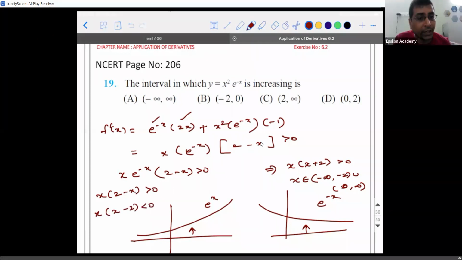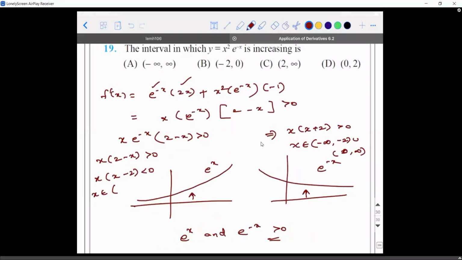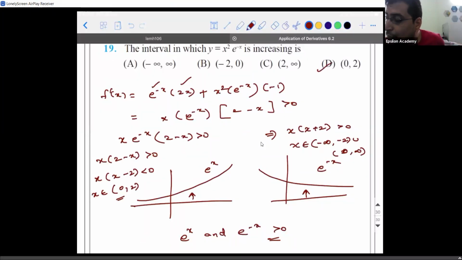Did you understand what I did? I took the minus from 2 minus x. Then I'll get x into x minus 2 is less than 0. Then x belongs to 0 to 2. x belongs to 0 to 2.